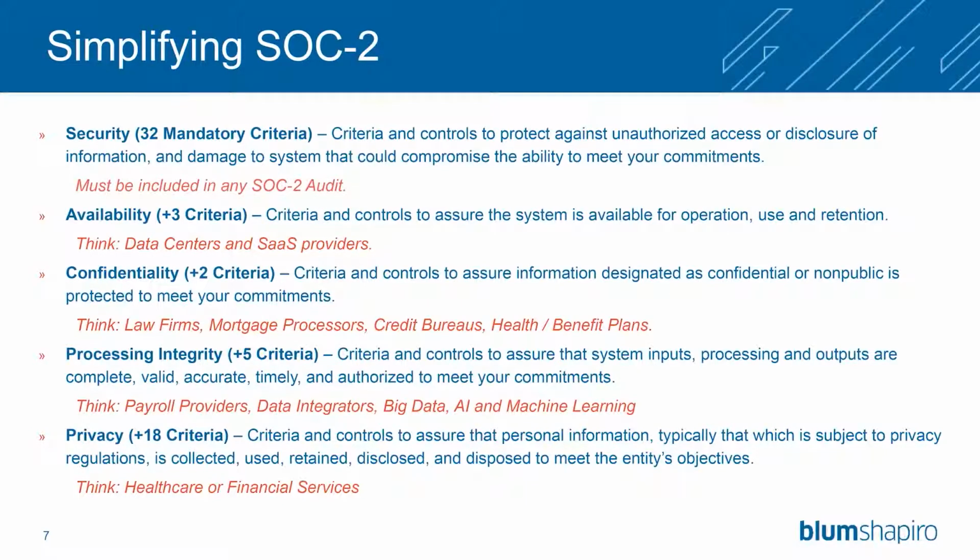In some cases, you're processing mortgage data that isn't identified as an individual, or financial information, but it's not personal information. You may want to include confidentiality. Processing integrity is typically if you're doing transaction processing calculations or doing anything in the big data or machine learning space. And then privacy is pretty clear. It's healthcare and financial services only.